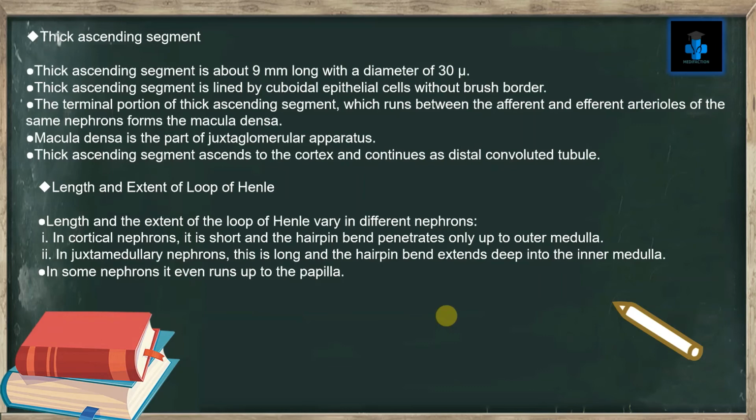Length and extent of loop of Henle. Length and extent of loop of Henle varies in different nephrons. In cortical nephrons, it is short and the hairpin bend penetrates only up to the outer medulla. In juxtamedullary nephrons, it is long and the hairpin bend extends deep into the inner medulla. In some nephrons, it even runs up to the papilla.